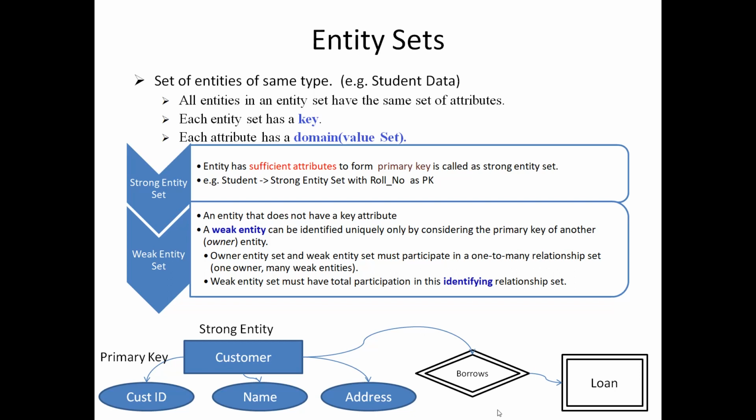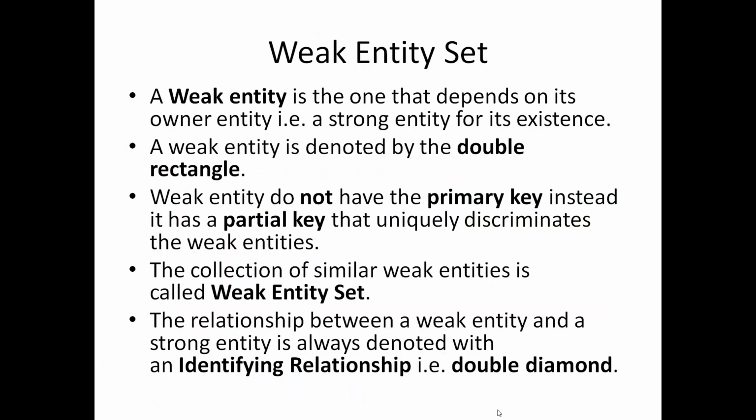And the strong entity will be identified by the primary key, whereas the weak entity will have a composite definition of the loan number plus the customer number. That is what is going to tell me the identity of the loan entity. So that's how you define the strong entity and weak entity.